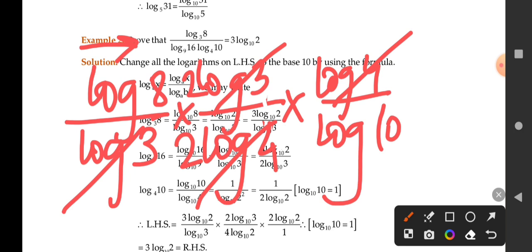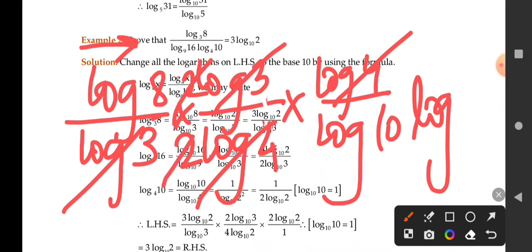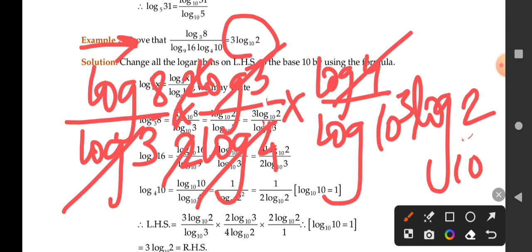And what do we get? Okay, and this 2 also gets cancelled. So we get log 8 to the base 10. So 8 means 2 cube. So we can write 2 here and cube outside. So we get 3 into log 2 to the base 10. I hope you understood the proof.